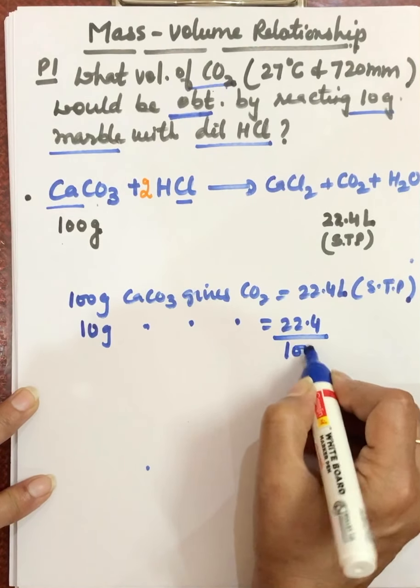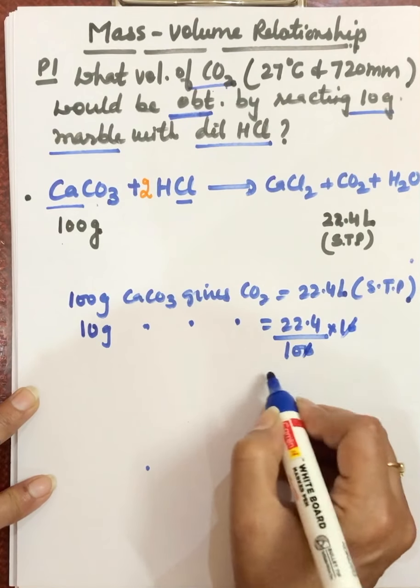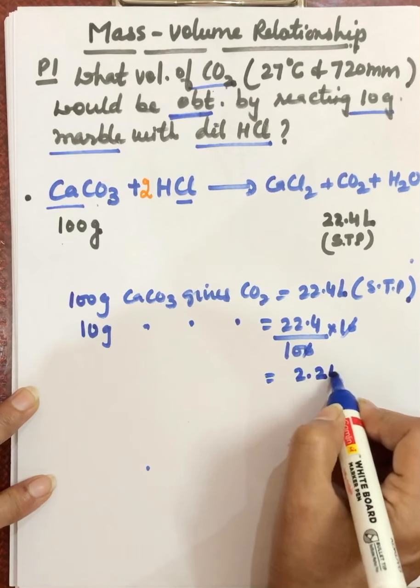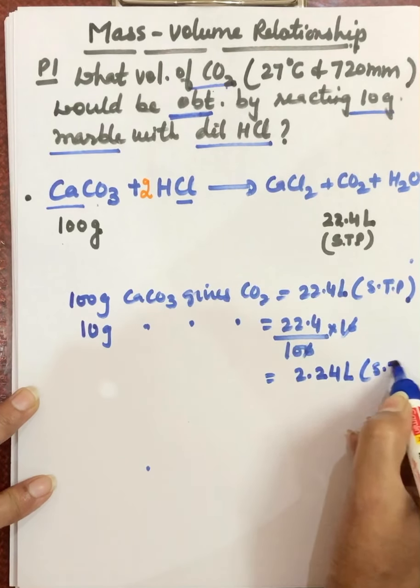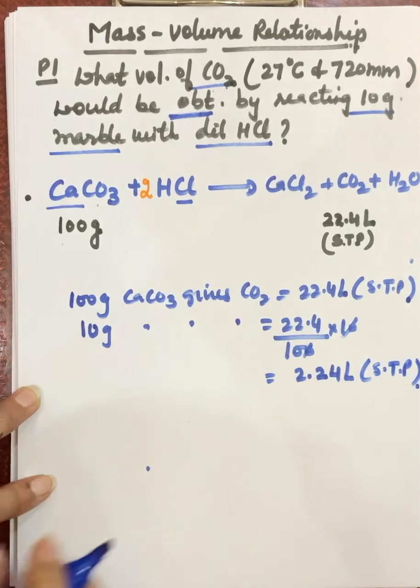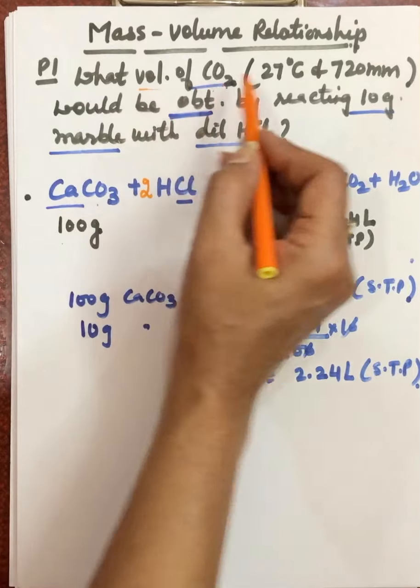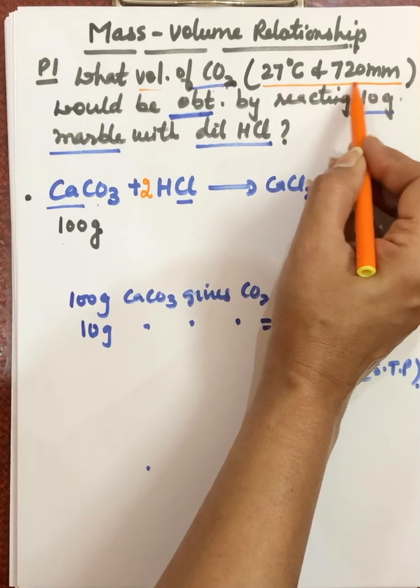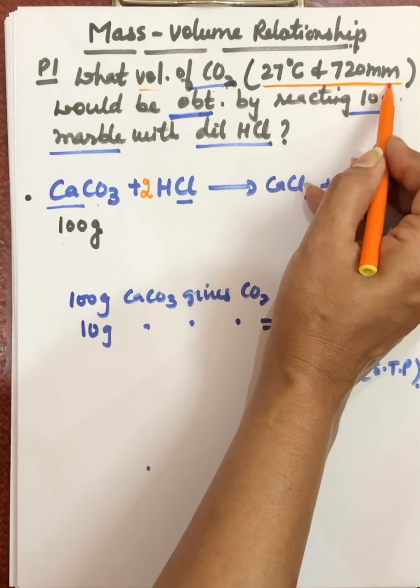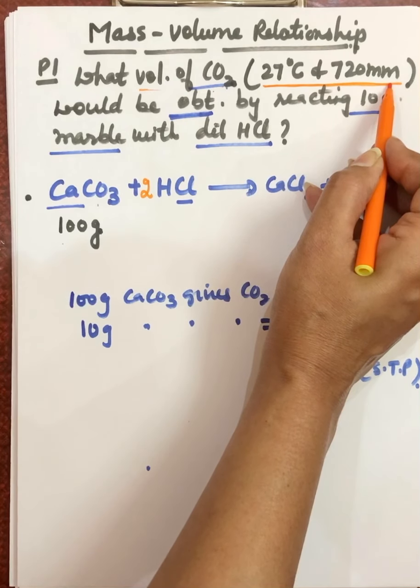22.4 upon 100 into 10. That is, we get 2.24 liter, but we are getting it at STP. But according to question C, we have to find out the volume of CO2 under these conditions. These are not STP conditions, these are experimental conditions.